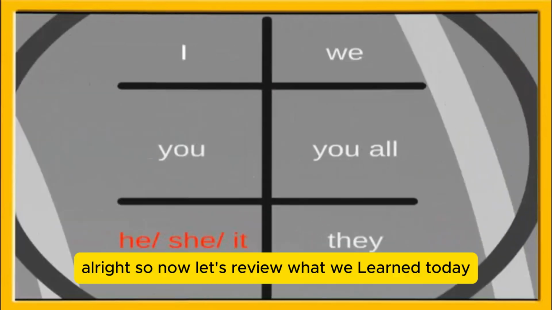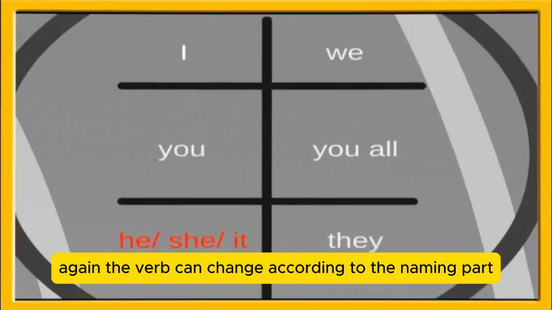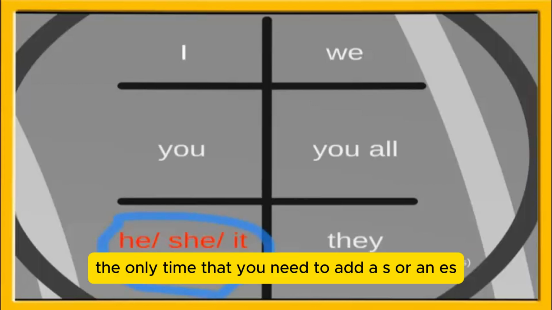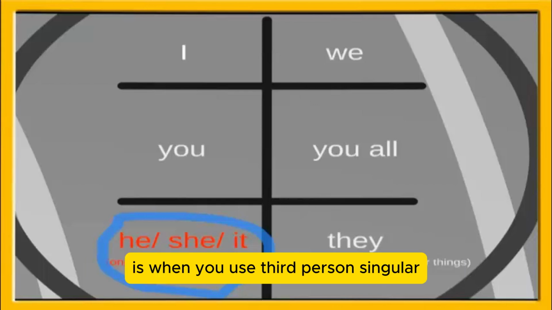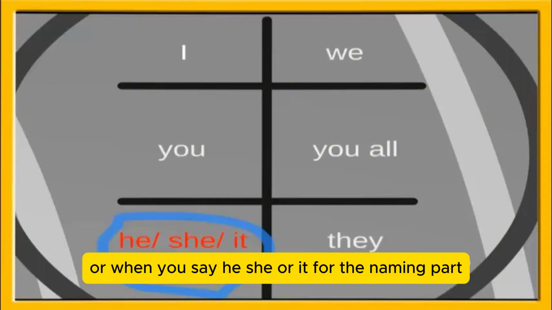Alright, so now let's review what we learned today. Again, the verb can change according to the naming part. The only time that you need to add an S or an ES to the end of the verb is when you use third person singular, or when you say he, she, or it for the naming part.